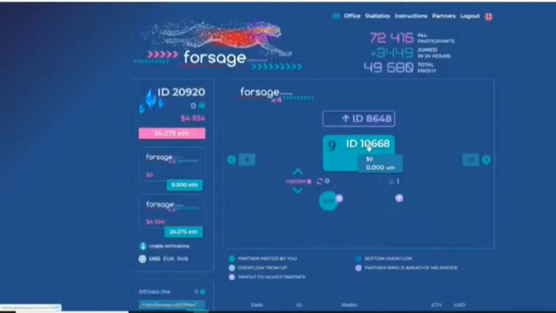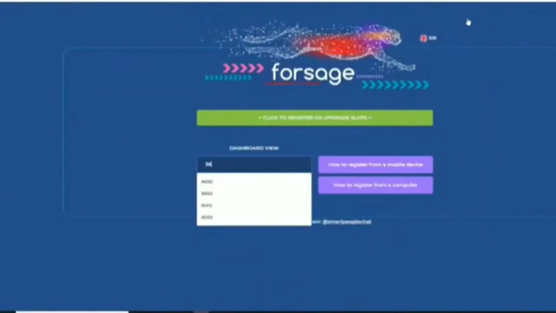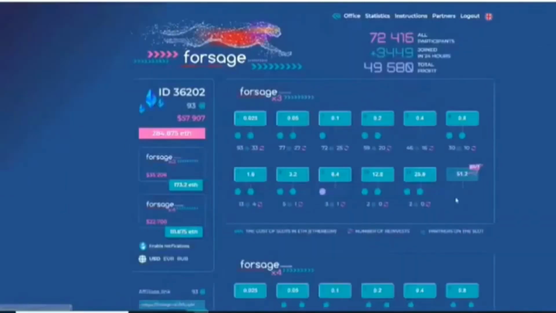So for example, right here, 10668, right? He can receive a spillover from 8648 right here on this spot, and right here. And from these people, let's say he brings this person right here as a spillover, and then this person brings somebody, then it fills the matrix over here, the spots, and it's all going to be a spillover for 10668. Let's take a look at another account, and I'll follow the trail.